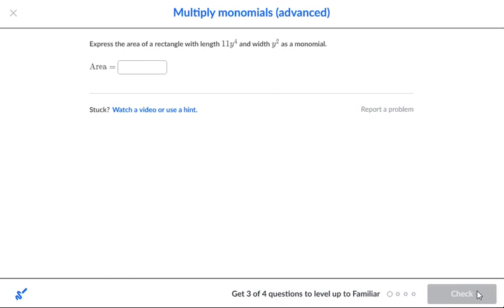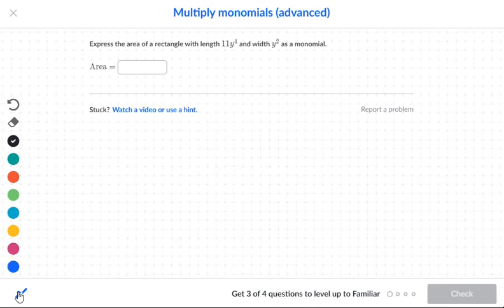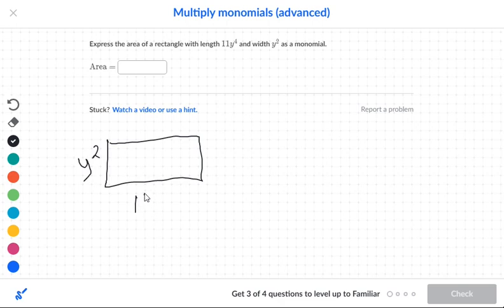Okay, multiplying monomials, and it's advanced. So right here we want to express the area of a rectangle. So we want to work with the area of a rectangle here. So now we're dealing with shapes. So right here we could draw a rectangle, and it says the width. The width is the smaller side. So the width is y to the second. The length is 11y to the fourth.